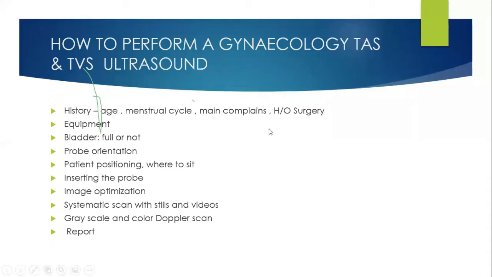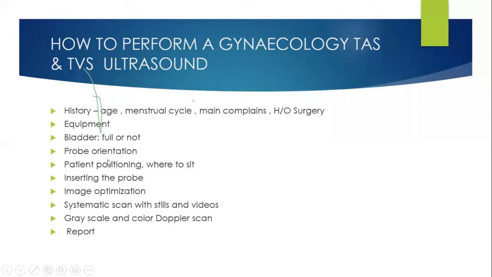Is there any history of any surgery? Let's say they have already undergone hysterectomy and we are looking for the uterus, that means we are basically wasting our time. Then, of course, the most important thing is what equipment we have to use. Do we need to do a trans-abdominal scan or can we directly go ahead with trans-vaginal? Do we require a full bladder or not? What is the probe orientation?